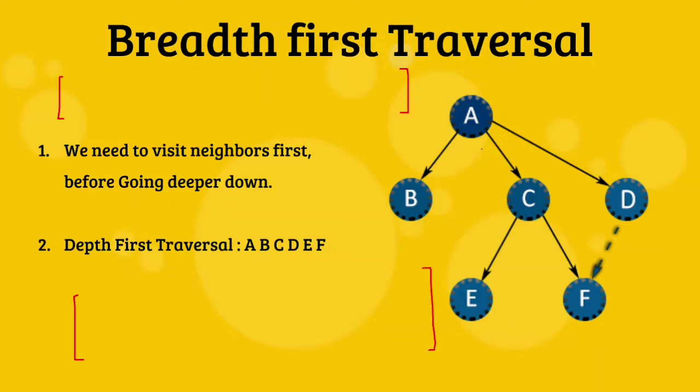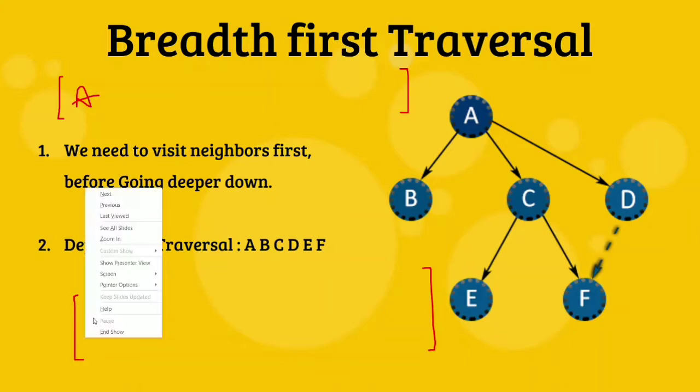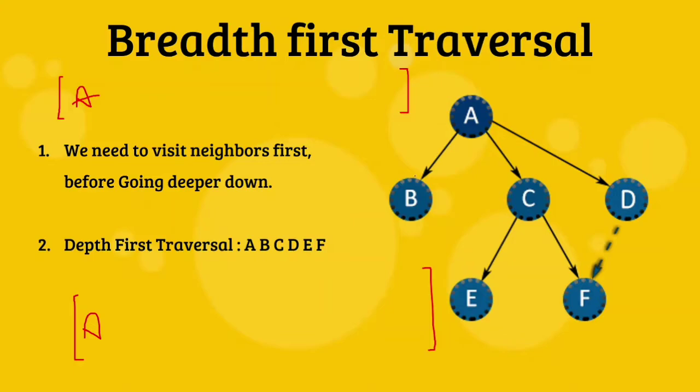Firstly, we will insert value or vertex A inside our queue. And then we will check, is there anything in the queue? So yes, we have A. So we will remove it from the queue and insert it inside our resultant array. Then we will check, is there any children associated with vertex A? So yes, it is B, C and D. So we will push B, C and D inside our queue.